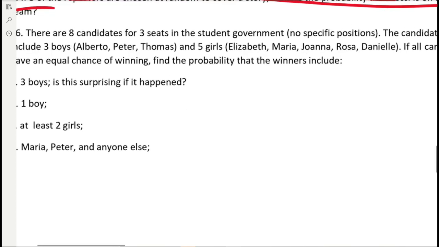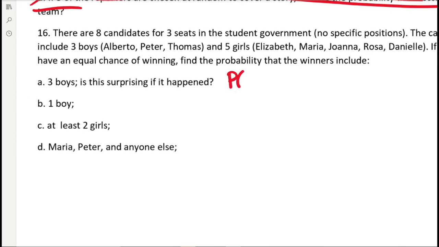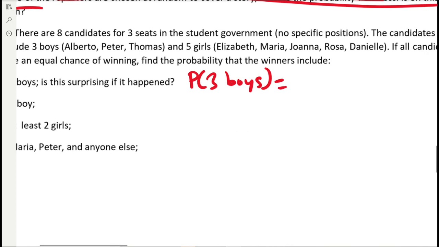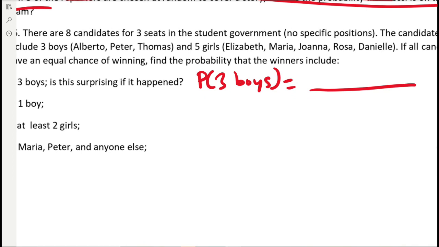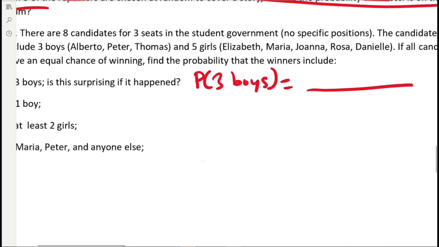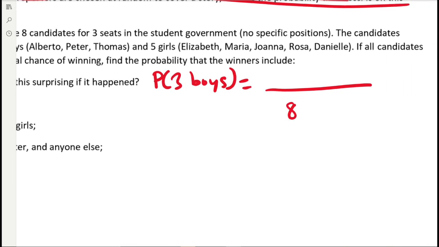Okay, so 3 boys. We need the probability of 3 boys. So we need a numerator and a denominator. So we have 8 candidates, 3 seats. So that means we have 8 people, and it doesn't matter the order of the seats, right? The positions, because there are no specific positions. You're just choosing teams here. So we're using a combination.